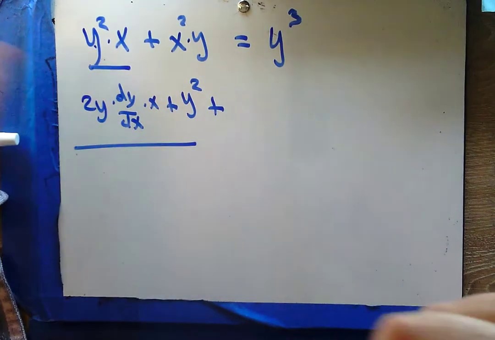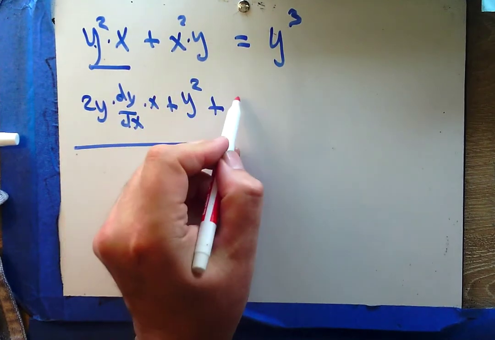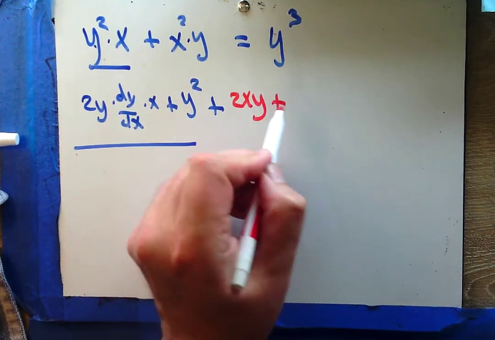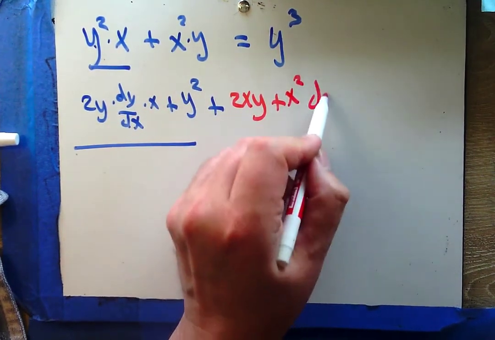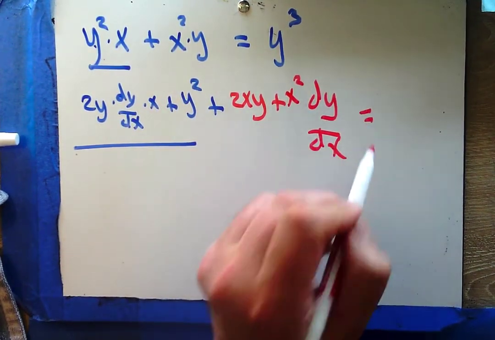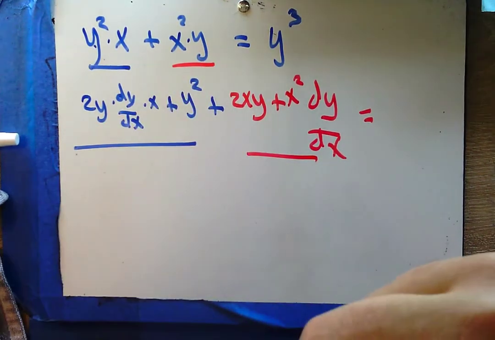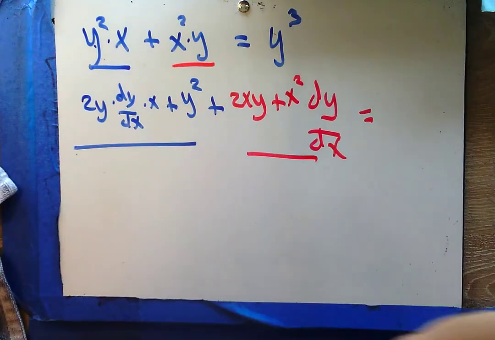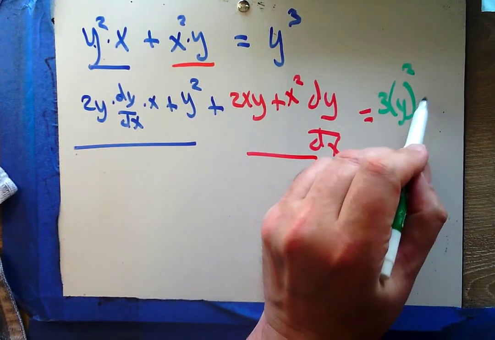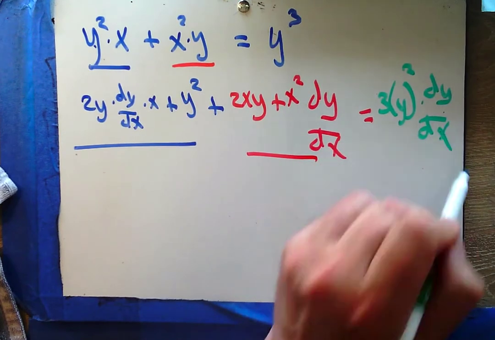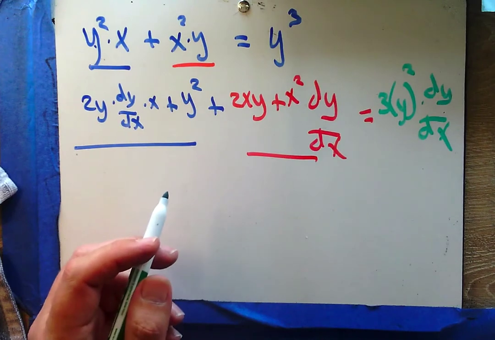In fact, I think I'm going to make it a little easier by keeping it color-coded. Now the derivative of this would be 2xy plus the derivative of that times that, x squared dy dx, equals, so this is the derivative of that. And then on the other side of the equal sign, we have 3y squared times dy dx. And of course, we're not done until we have dy dx equals.